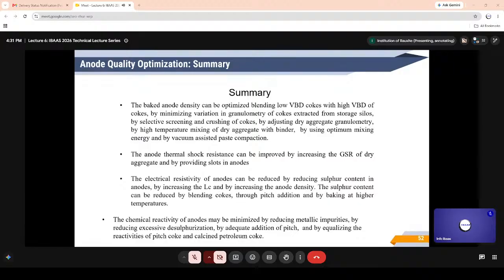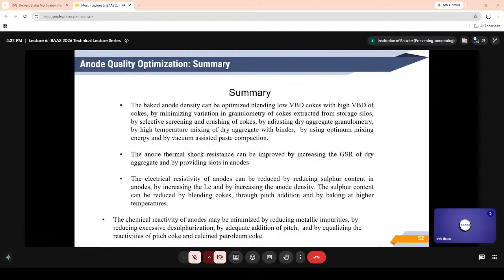The anode thermal shock resistance can be improved by increasing the grain to sand ratio of dry aggregate and by providing slots in anodes. The electrical resistivity of anodes can be reduced by reducing sulfur content in anodes, by increasing the LC, and by increasing the anode density. The sulfur content can be reduced by blending cokes through pitch addition and by baking at higher temperatures.